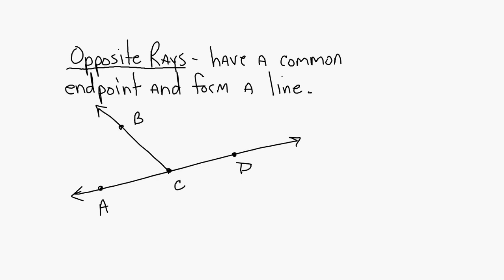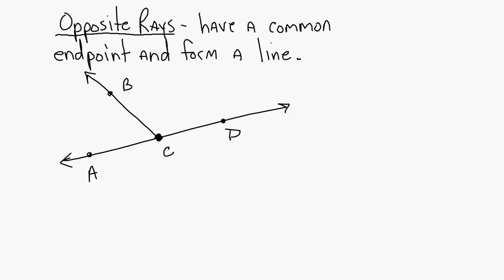Can anybody see them yet? Is there a ray that starts at C and goes through D? Good. Is there a ray that starts at C and goes through A? Good. Do those two form a line? Yes. Do they both start at C? So do they both have a common endpoint and form a line? Look, red starts at C, goes through D, doesn't it? Ray CD. Blue starts at C, goes through A. Ray CA. Do they meet the criteria of the definition?